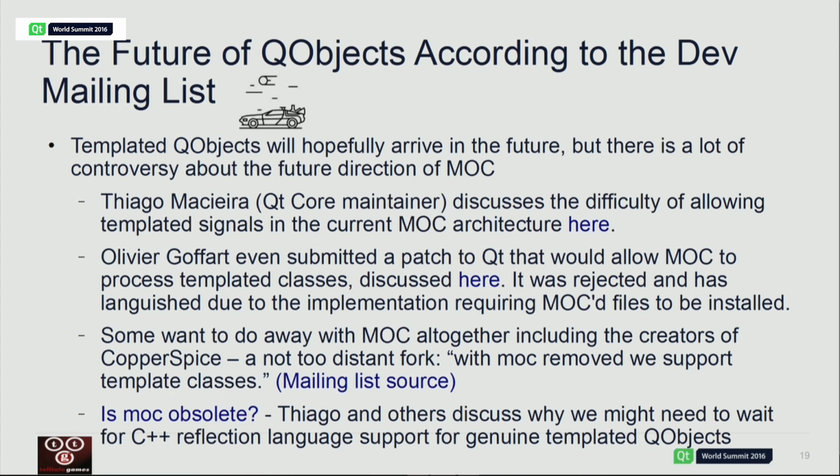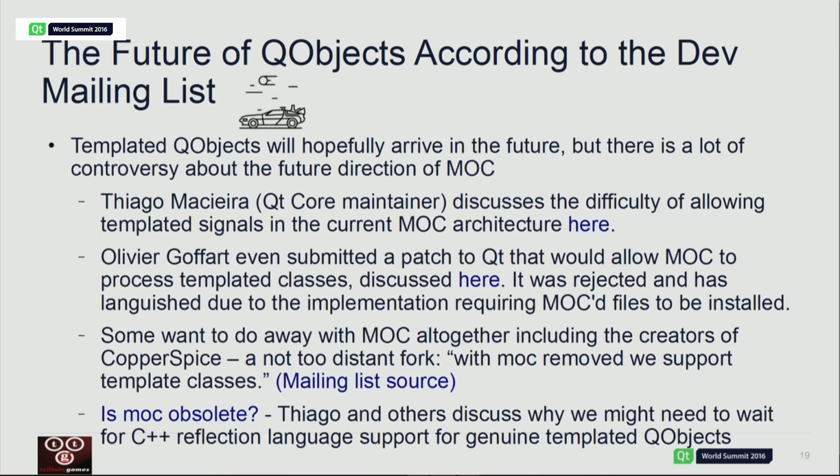Some people want to do away with moc altogether, and there's a fork of Qt called CopperSpice. It's a pretty benign fork. They seem to want to help more than hurt, and we can always adopt it back in. Their goal is to remove moc altogether, and when they did, they managed to support templated classes directly with their signals and slots paradigm. I don't recommend moving to CopperSpice. We certainly didn't, but they're interesting ideas nonetheless.